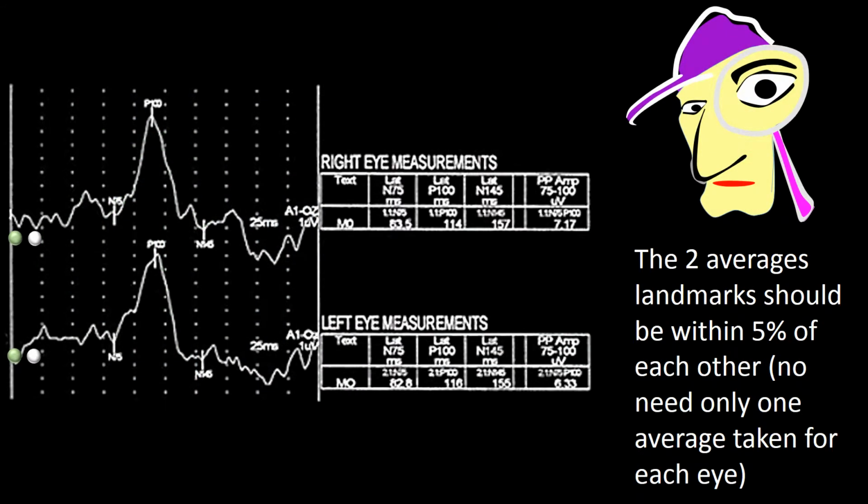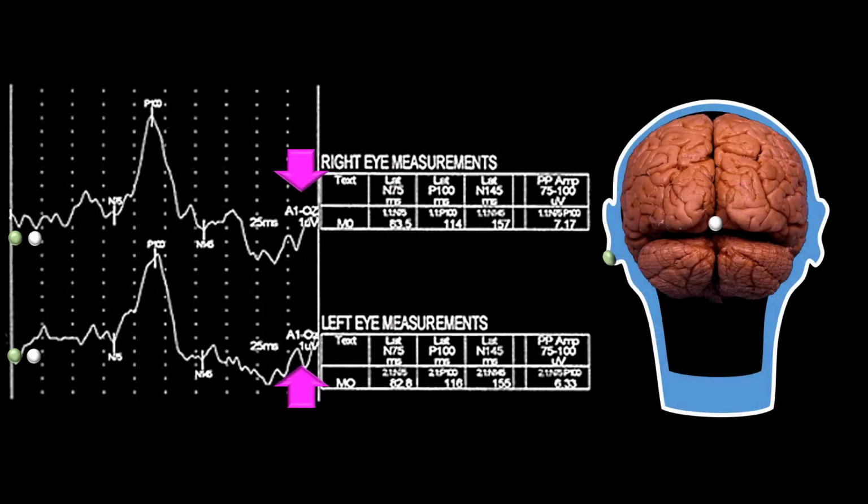In this study, only one average for each eye was determined. Thus, the usual first step in verification, making sure that the two averages landmarked fall within 5% of each other in latency and amplitude, does not apply. Nonetheless, the derivation should be looked at individually. In this recording, only one derivation was used. The electrode of interest was placed at OZ. The second electrode at A1.